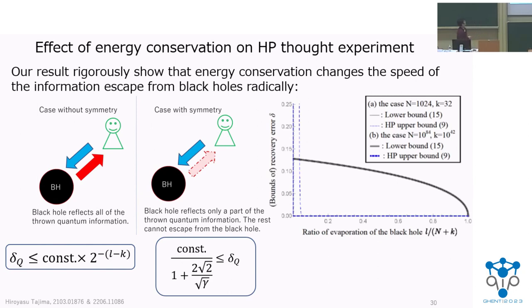Here, let's see the difference between the original analysis and our result. This is the result without symmetry, so without a conservation law. Then the recovery error decreases very rapidly. And for our result, which is the lower bound when there is an energy conservation law, this bound holds, so the recovery error decreases, but the speed is very slow. So our result rigorously shows that energy conservation changes the speed of information escape from the black hole radically.